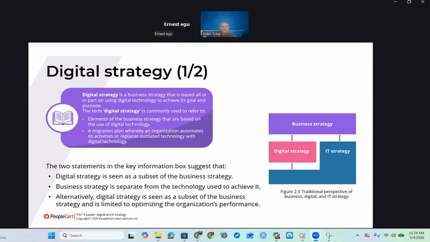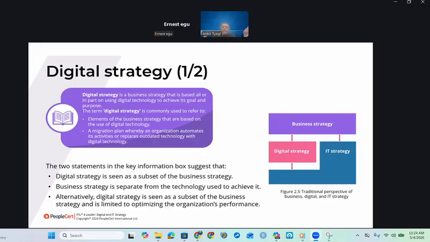Of course, what aspects would be using the overall digital technology? A migration plan whereby an organization automates its activities or replaces the outdated technology with digital technology. Well, of course, any legacy systems that we are using as an organization, we can always replace with modernized technology.